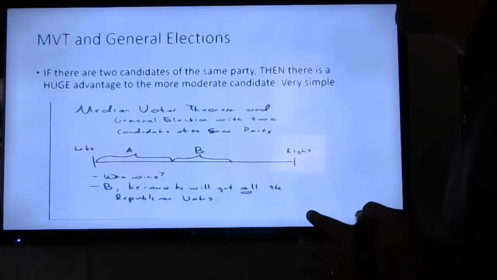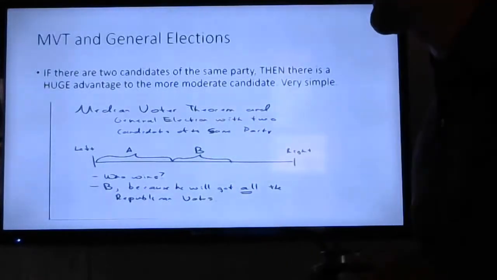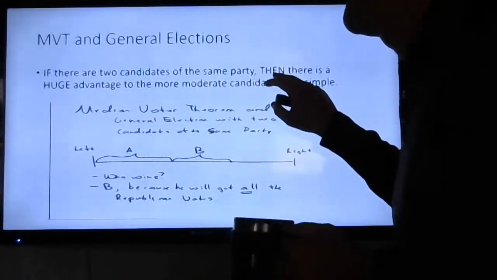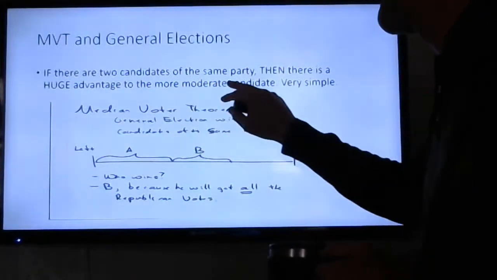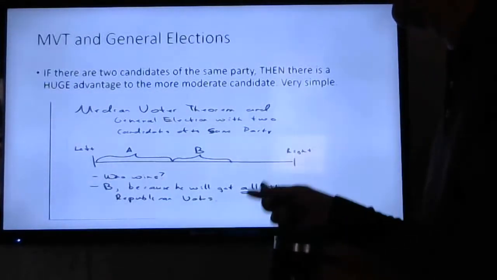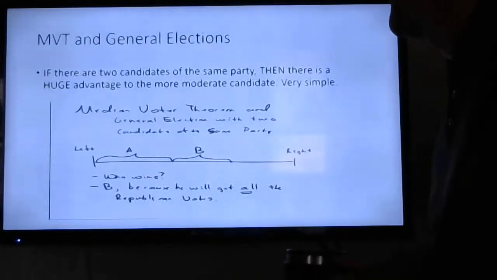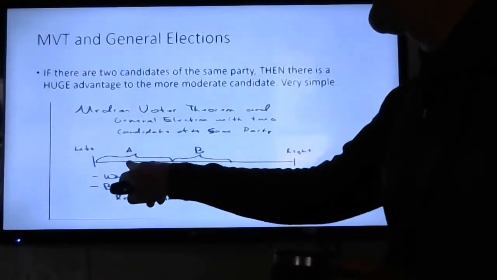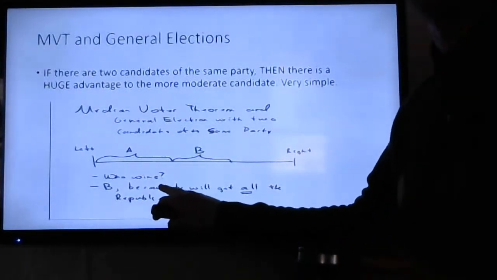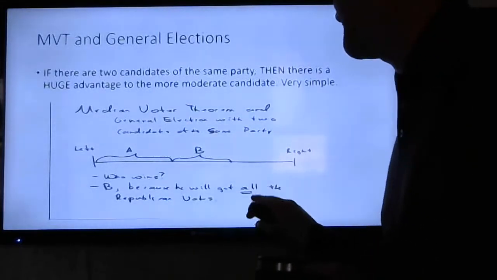Well, let's look at the median voter theorem and general elections under a top two system. If there are two candidates of the same party, then there is a huge advantage to the more moderate candidate. So it doesn't matter whether this is Democrat or Republican. So we did the primary, we ended up with this. You have a lefty Dem and you have a moderate Dem. Who wins? Question, who wins? The answer, B wins. Almost every time, because he will get all of the Republican votes.